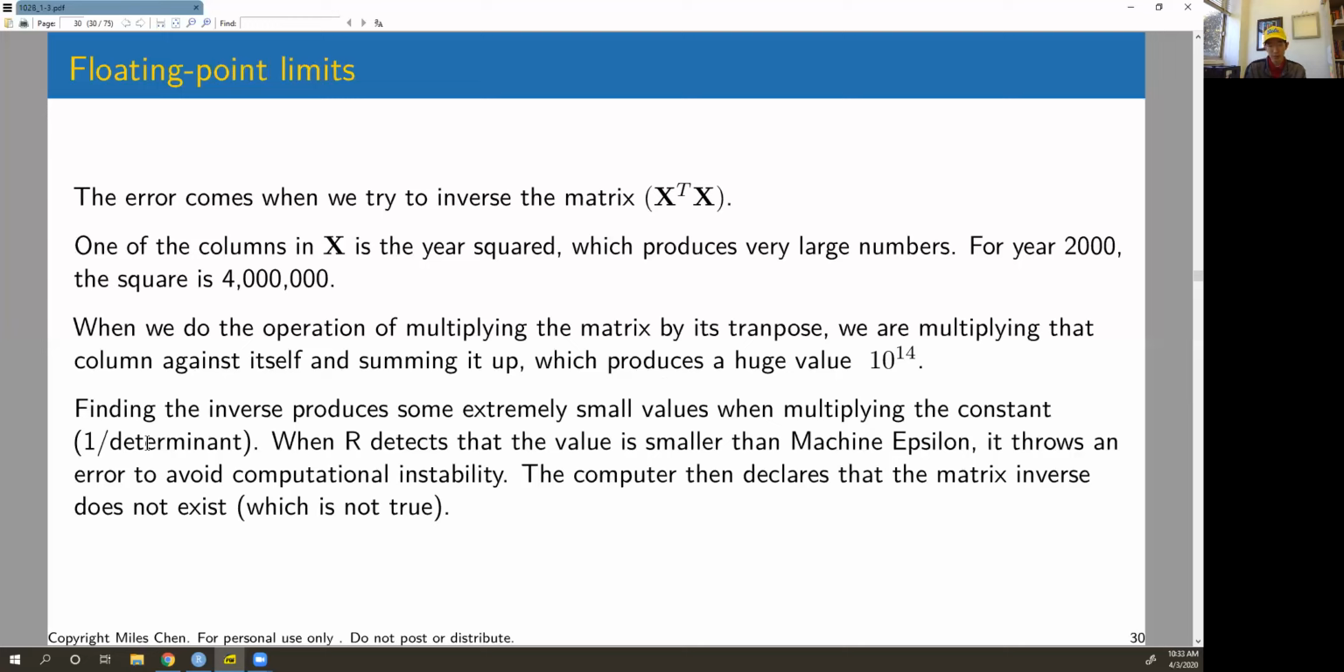This causes what we call an underflow error in the computer, because the computer is not able to represent truly small values, which is one of the problems that we run into. So the computer declares that the matrix inverse doesn't exist. That's not true. The matrix inverse does exist. It's just that we're not able to compute it when our numbers are this big.